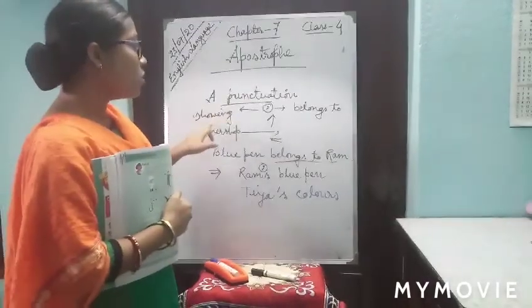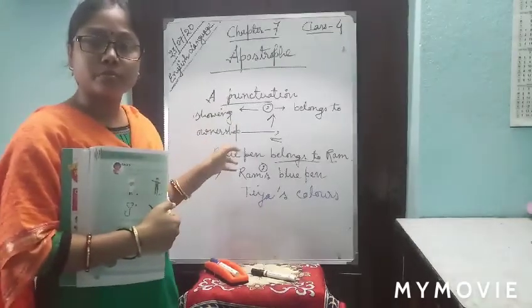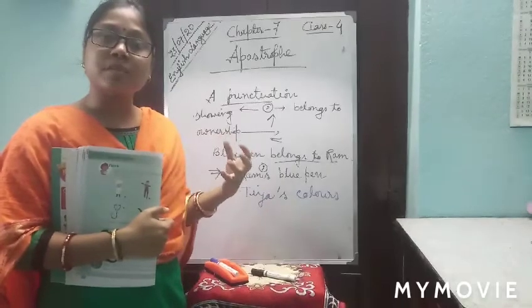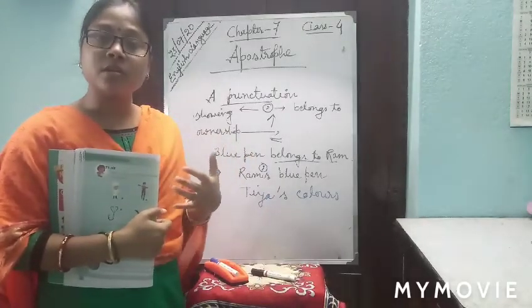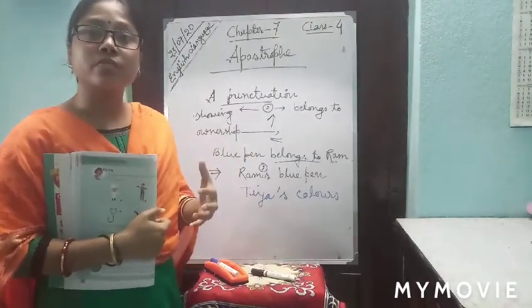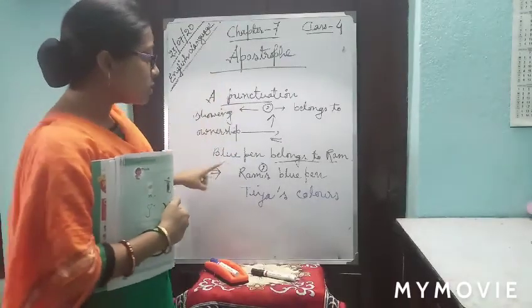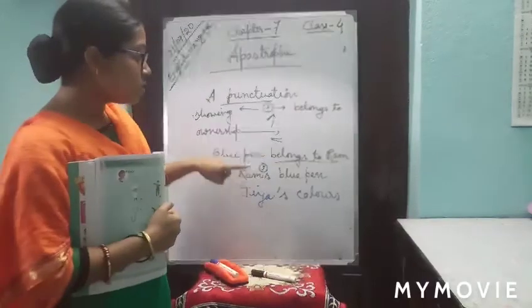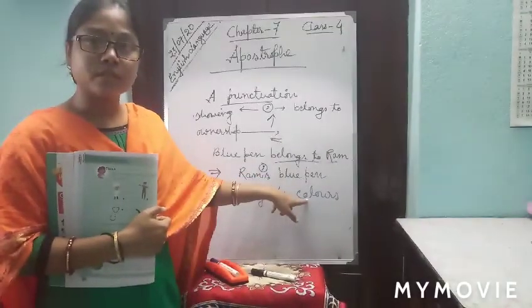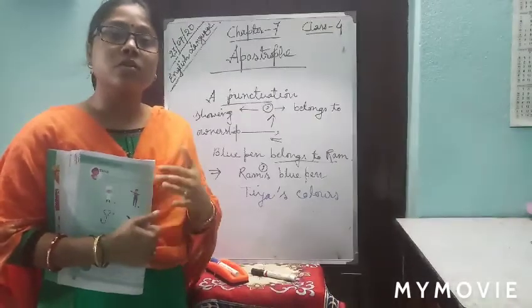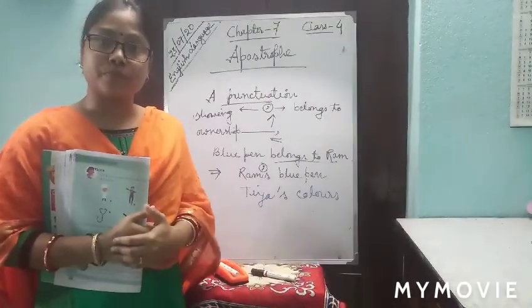It shows the ownership of nouns, that is possession. Nouns show ownership, that is possessive, and that possession we show with the punctuation mark, that is the apostrophe. As I said, the blue pen belongs to Ram, so it's Ram's blue pen. Is it? Generally, with non-living things, we are not using apostrophe.